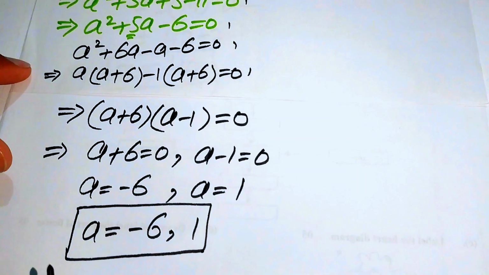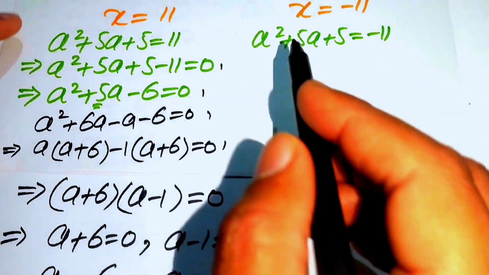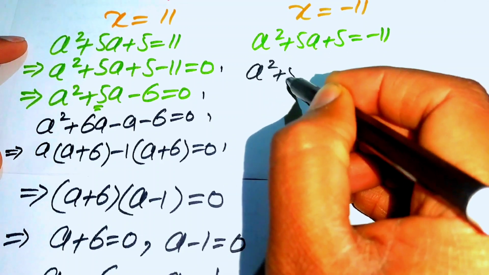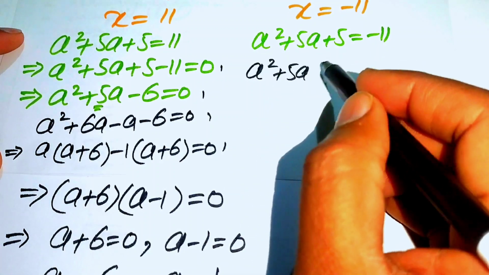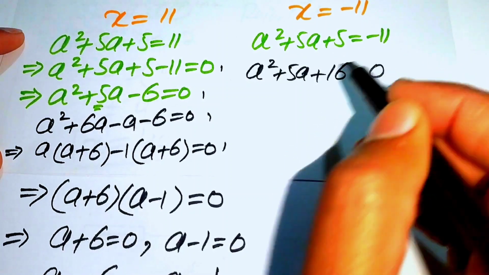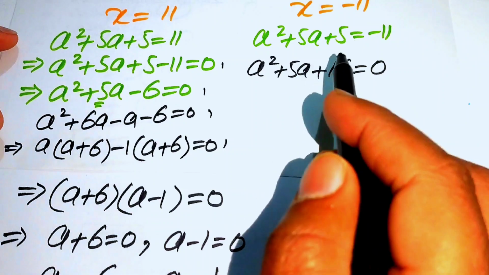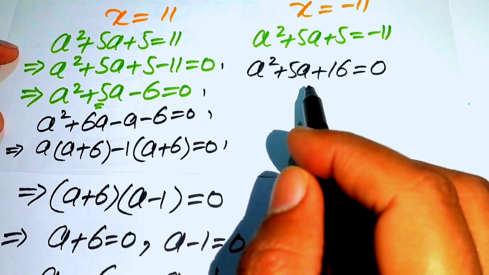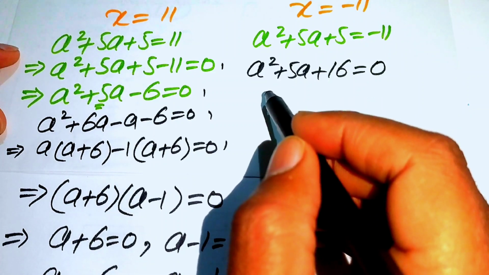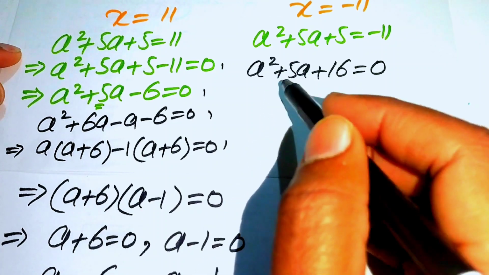And now we move towards the second case, and this is our second case. And here first we move this minus 11 to the left hand side, and we get a square plus 5a plus 5 plus 11 becomes 16, and this whole equals 0. Because in this question we need only real solutions, so now first we check whether this quadratic equation has real roots or not. So here we use the discriminant formula, because the discriminant formula tells us about the real roots or imaginary or complex roots.